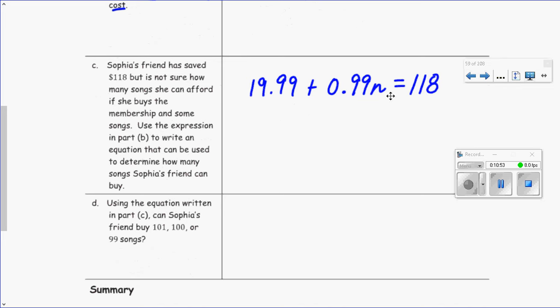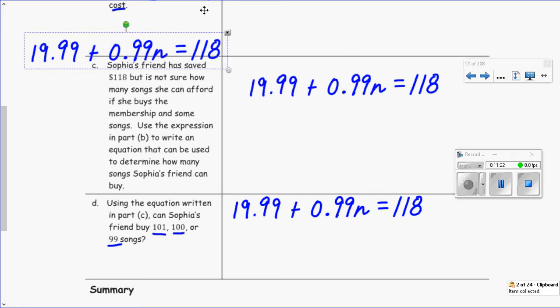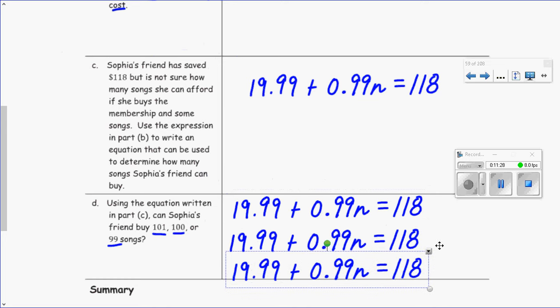Okay, some of you may know how to solve this because it's a two-step equation. So if you do know how to solve it, that's great. What we're going to do in D is we're just going to plug a few things in to see which one of those is correct. So they give you three choices. They're telling you her friend can either buy 101, 100, or 99 songs. What we're going to do is plug each one of those in for this equation. Okay, and I'm actually going to just drag this equation here. And instead of n, I'm going to plug in those three numbers that they gave us.